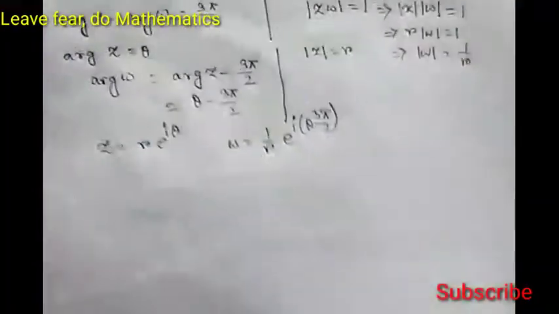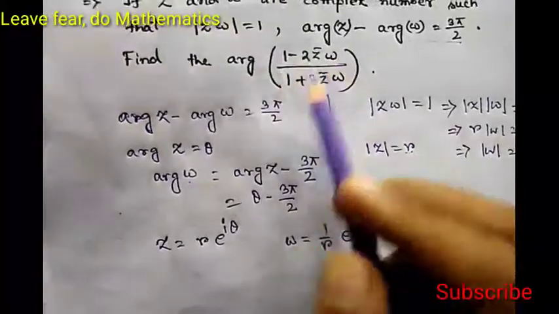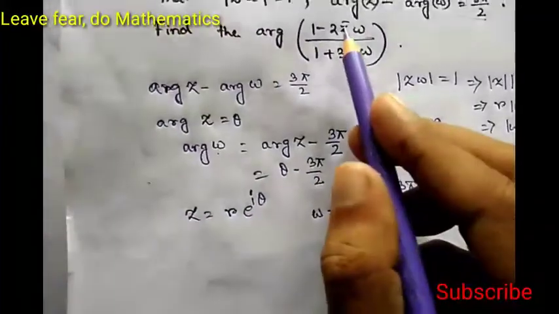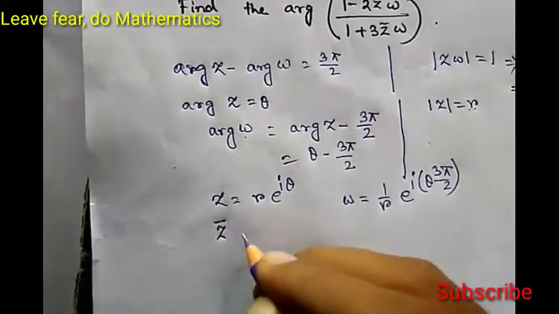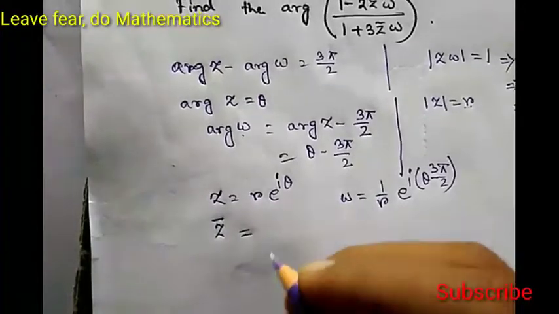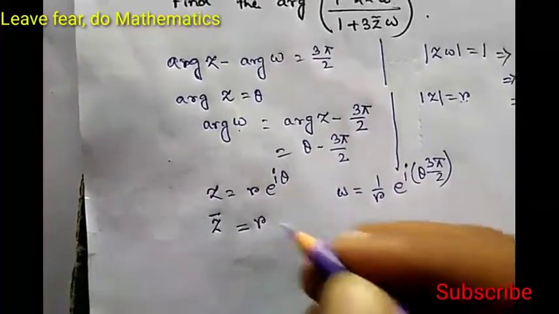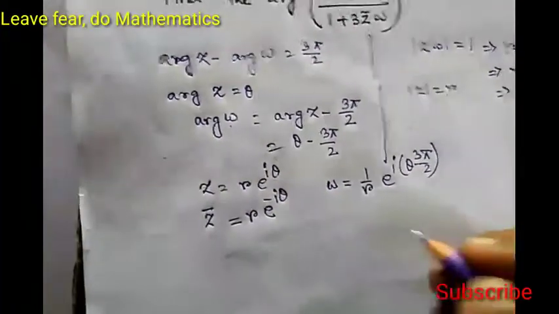Okay, now look, we have to find the argument of this. So if Z is this, look here, Z bar is given. So what will be Z bar? Z bar means in place of i we will write minus i. Replacing i by minus i, we get Z bar equals R e to the power minus i theta.